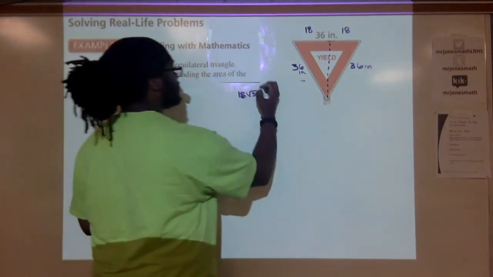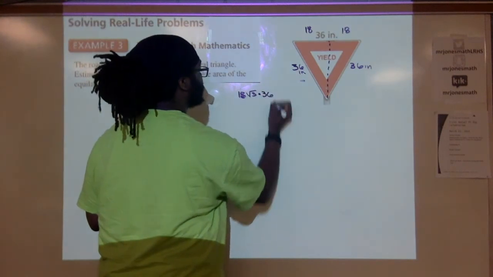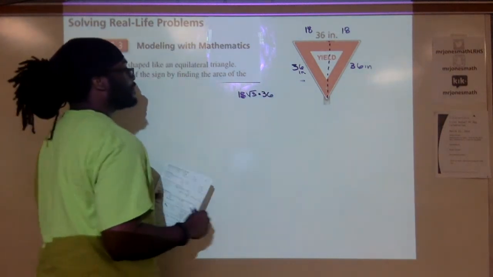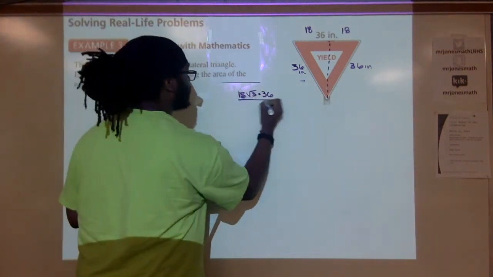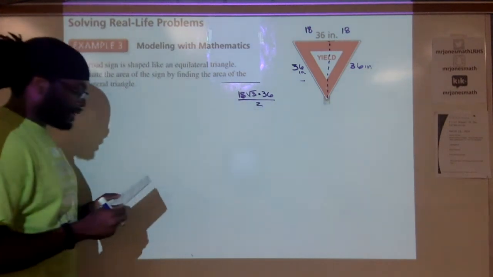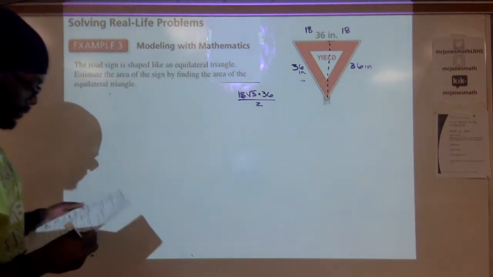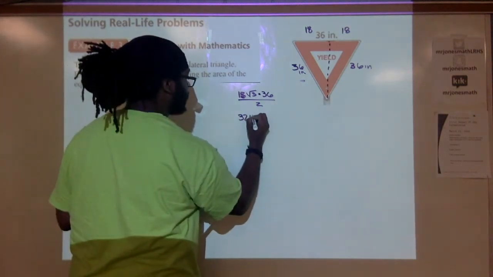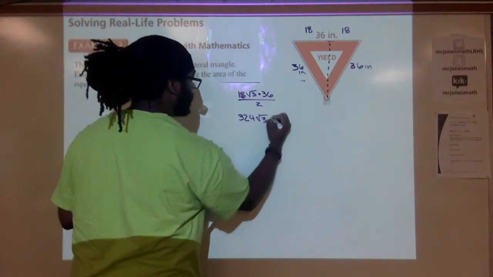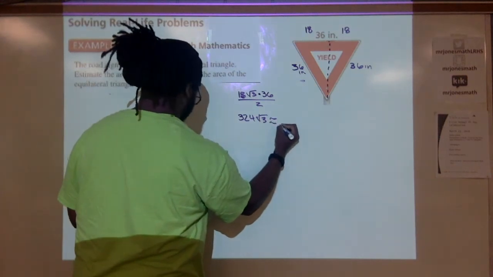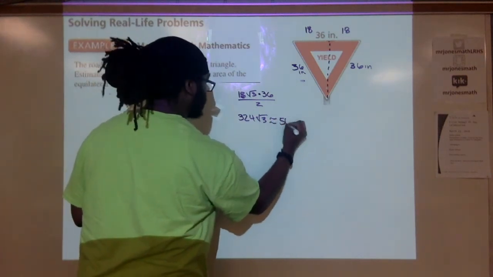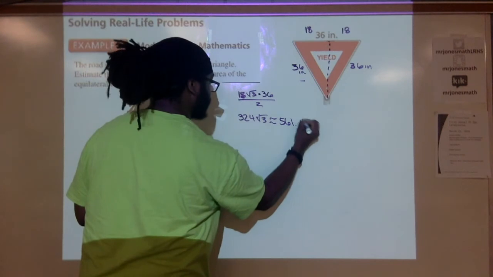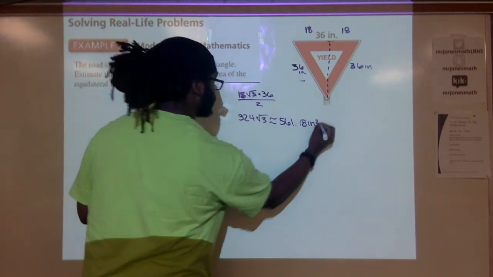Then our base is 36. So you have 18 square root of 3 times 36 divided by 2, which is 324 times the square root of 3, which is about 561.18 inches squared.